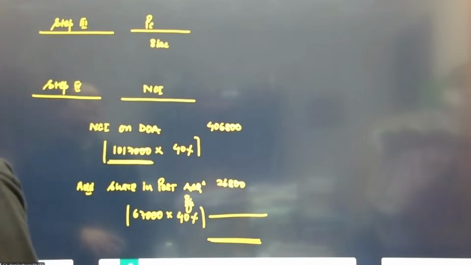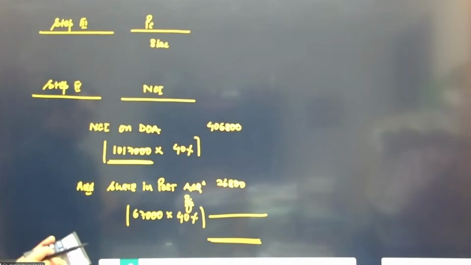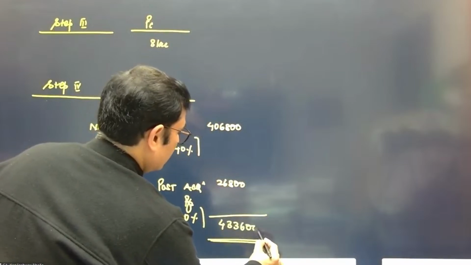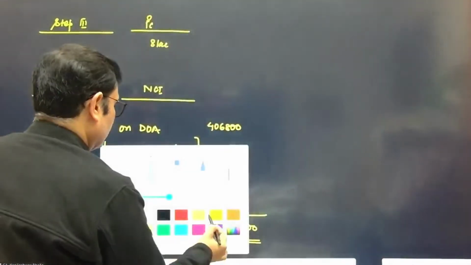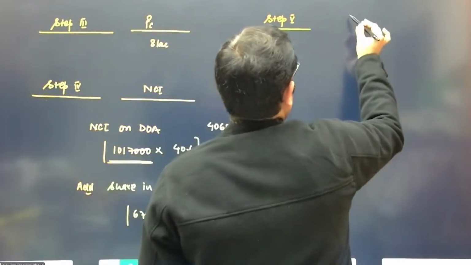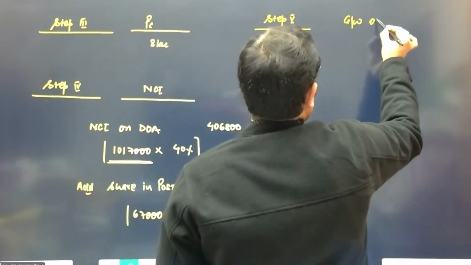There is no goodwill impairment in this case. 4,33,600. Now watch this. What I am about to do is even more interesting. Step number 5. So we're now looking at step number 5, and in terms of step number 5, we need a goodwill or a capital reserve.